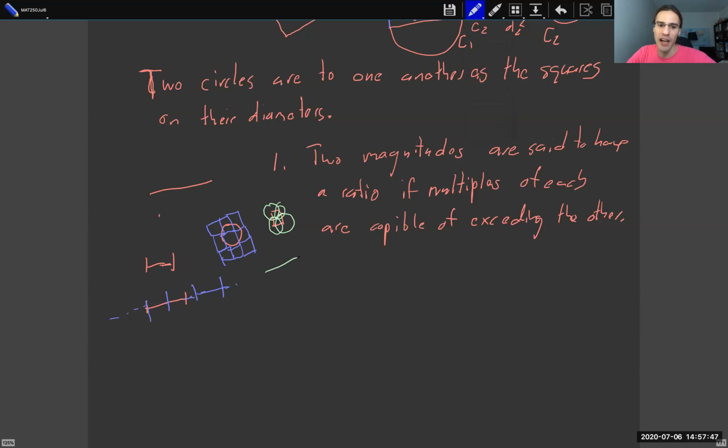Now, what about a line segment and a square? Well, multiples of a line segment can't exceed a square. If you take some multiple of a line segment, you just get multiple line segments. And what would it mean to exceed? It would mean literally that you would have this last common notion, the part is greater than the whole. You have some whole that contains the part in a purely geometric sense. And so this theory prohibits things like this.